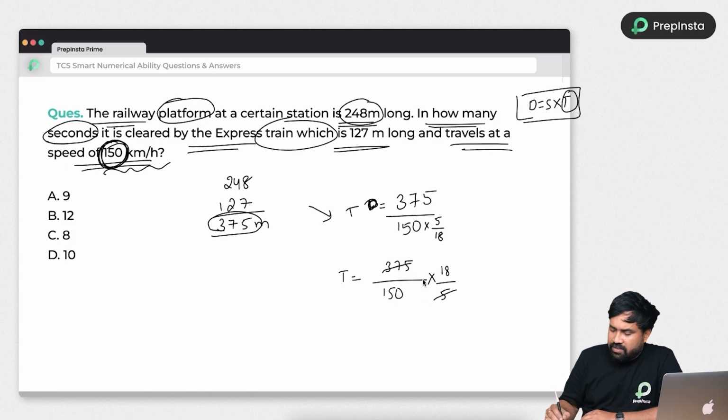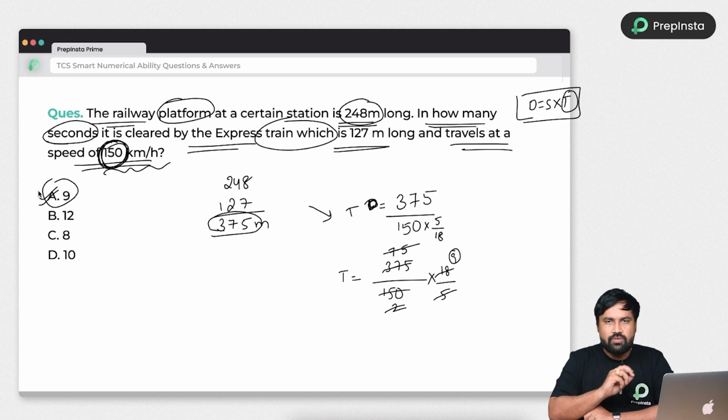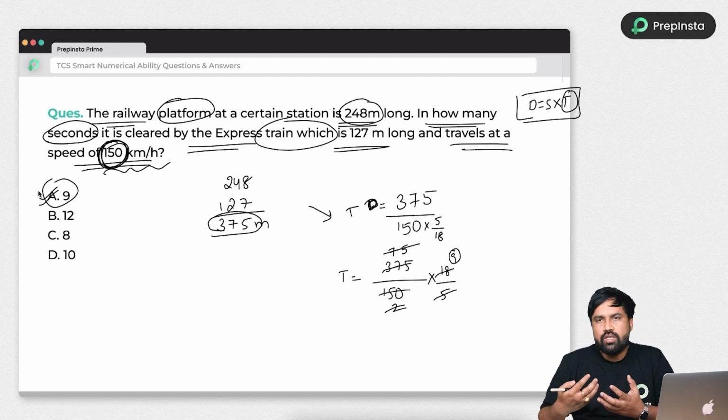So don't delete them. 5 will cancel 7 times. The remainder is 25, so 5 times. And 75, 2 times. See, this is how you need to do it. And 2 will cancel 89 times. So the time is 9 seconds. It's very simple. All you need is the concept.